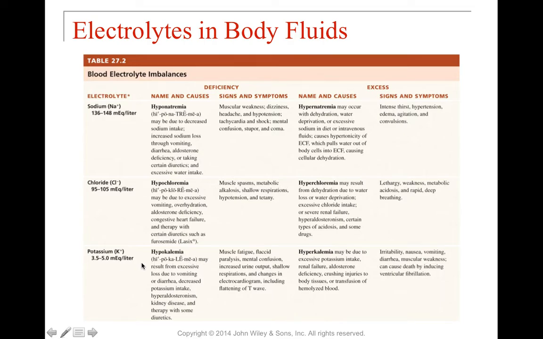All right, so let's talk about potassium next. If we end up with too little potassium, that's called hypokalemia. Again, this can also occur from excessive bodily fluid loss, such as vomiting or diarrhea, or decreased potassium intake, so you're just not bringing enough in. If we end up with hyperaldosteronism, again, we end up with an increase in aldosterone that can end up with a decrease in potassium. Different types of kidney disease can also do this, and also different diuretics.